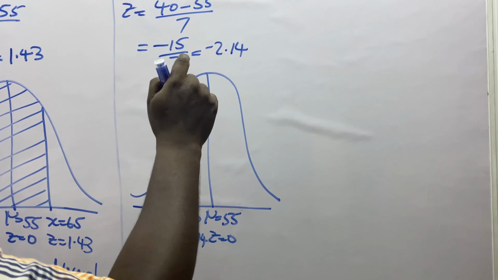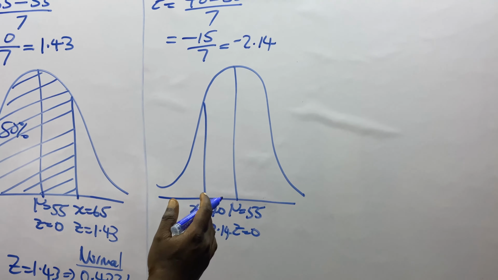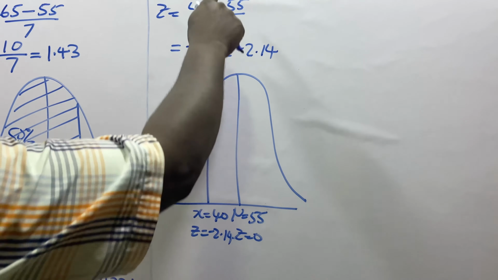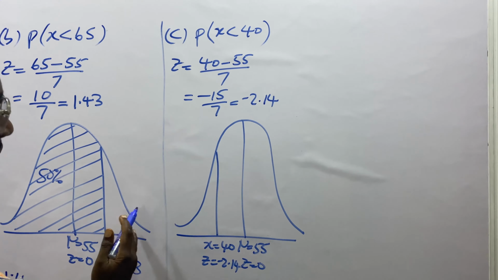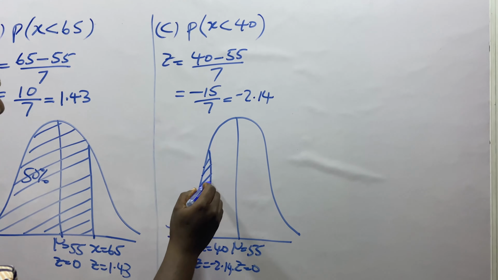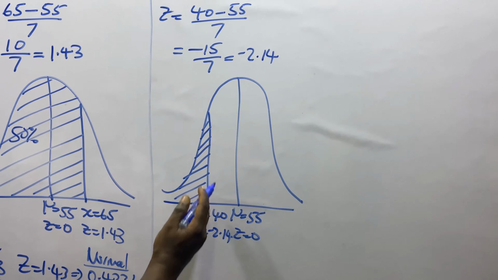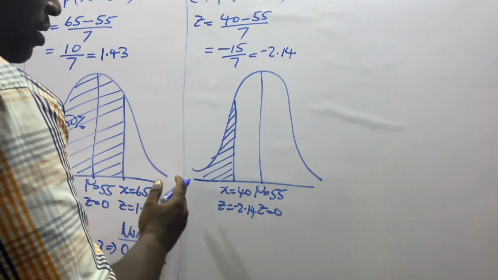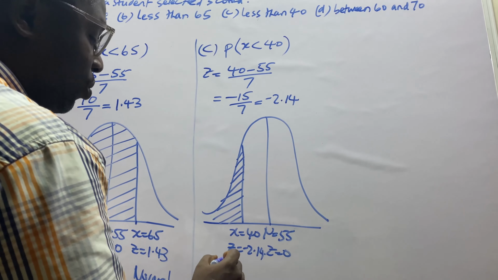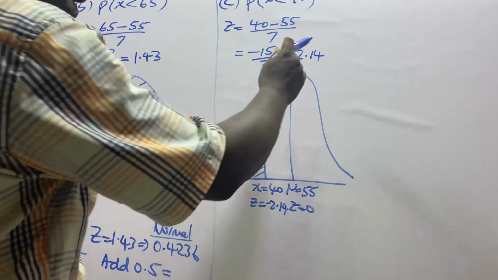Now we look at where we're going to shade. We're going to shade less than 40. Mind you, it's less than 40. So this is 40 and less than 40. So we're going to shade this portion of the normal curve. So we're looking for those that score less than 40, the probability of picking anybody less than 40. So let's now go to our normal table and find out what we're looking for.